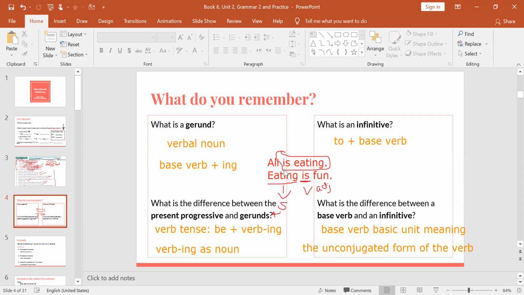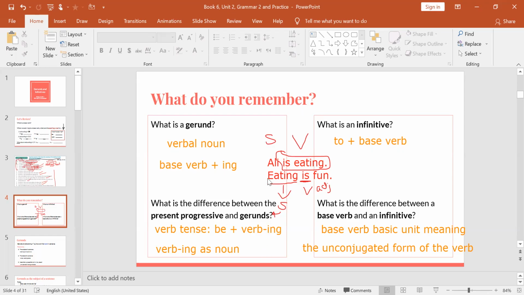But if we're talking about the subject here is Ali, and then the verb here is eating. So we know, well, who is doing the eating? Ali is doing the eating. So that's the present progressive. He is in the process of eating at this moment.